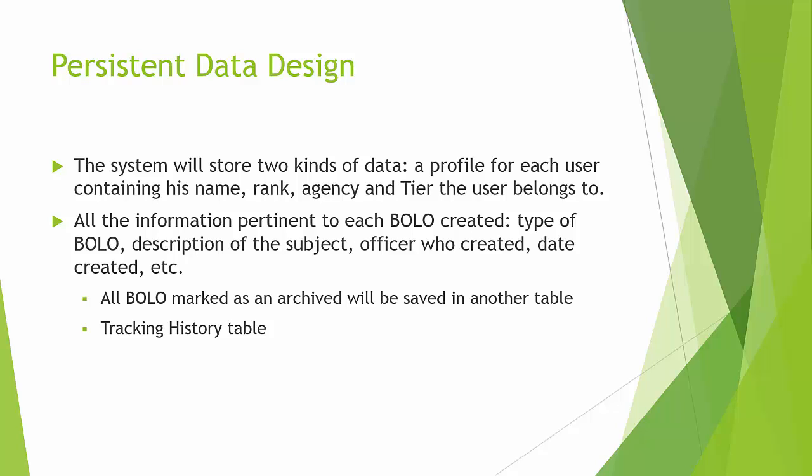Under the persistent data design, the system will store two kinds of data: a profile for each user containing his name, rank, agency, and tier that the user belongs to, and all of the information pertinent to each BOLO created, like type of the BOLO, description of the subject, officer who created it, date created, and etc. All BOLOs marked as archived will be saved in another table. Also we have another table named Tracking History.